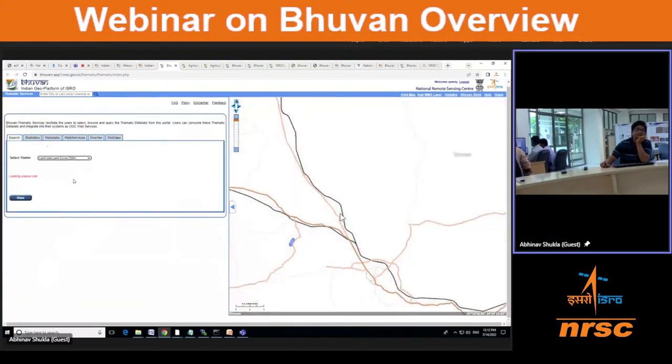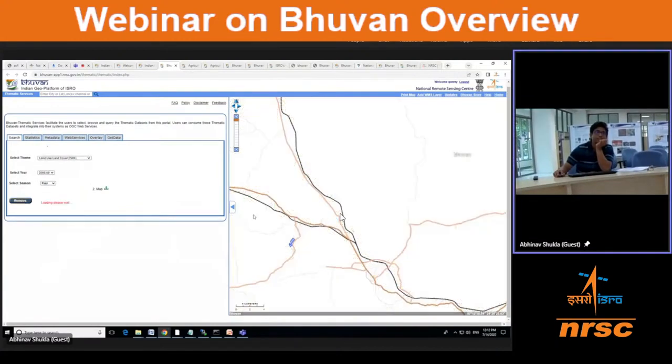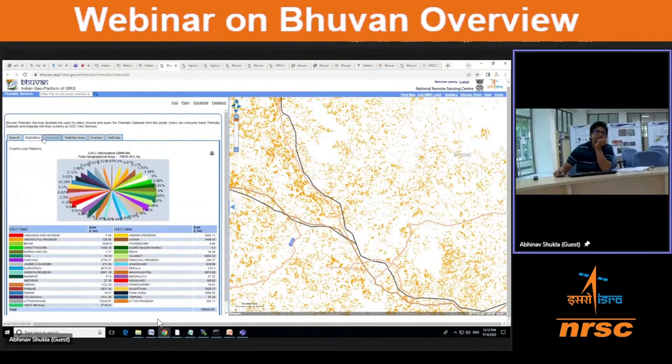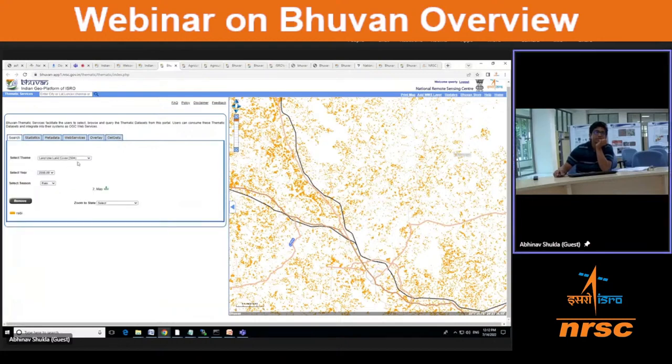One more thing is land use land cover data. This land use land cover data 250K we can get, and all the things are similar, like statistics, metadata, web service. So here we can get this data also. We can get data for land use land cover 250K. If anybody wants to use it for their project or other things, they can select land use land cover 250K.